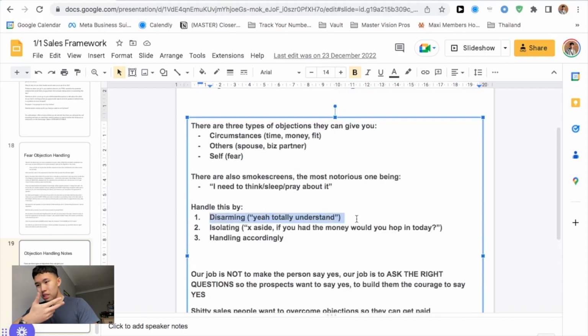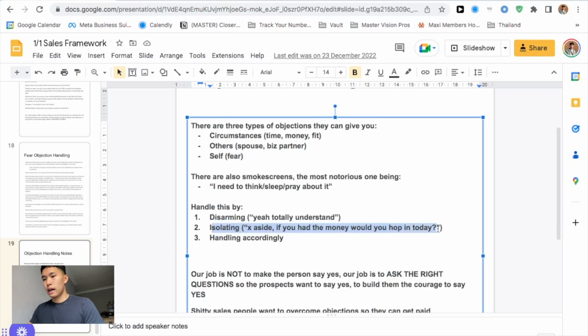So disarming, totally understand. Yeah, makes sense. No worries, because at this moment in time, it's going to be very tense. So we want to disarm the tension, ease the tension, and that's also going to help them move forward, because they're not as tense. They're more comfortable around you, and they're willing to make a decision. So that's why I say disarming is super important.